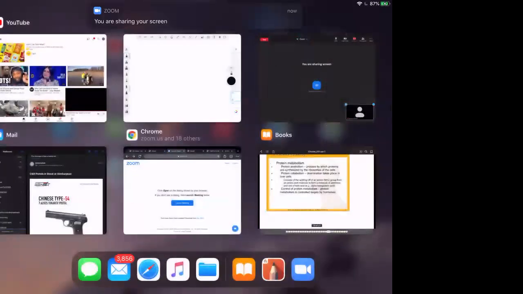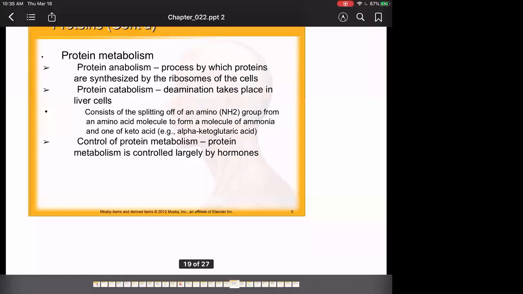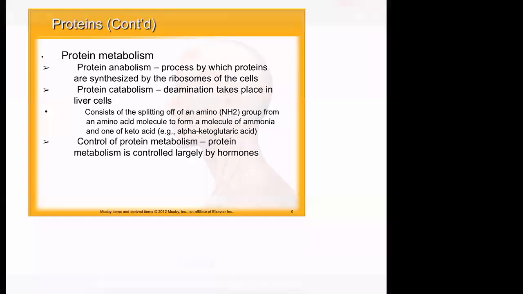Be right back. Okay, so we are going to continue with the nutrition lecture. And we are going to go into a little bit of protein degradation. We'll see why that's important here in just a moment. So let's pull up that screen, and you should be able to see my screen any moment now. Right about now. There we go. Protein metabolism.